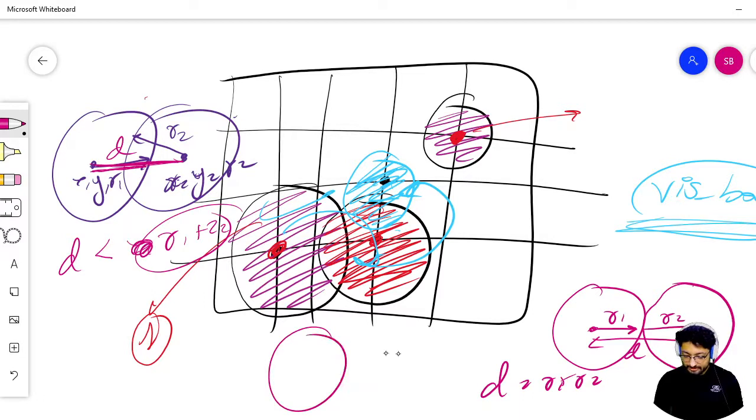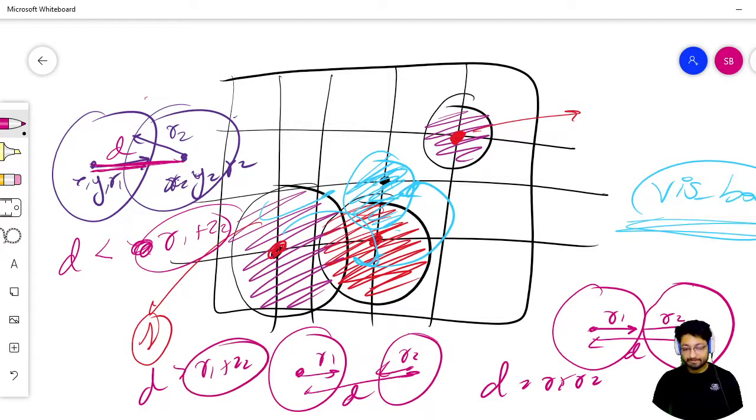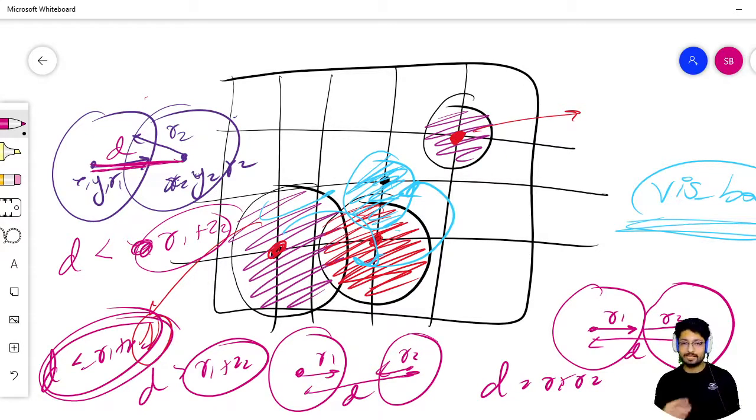If they are not touching, they are very far apart. So this is r1, this is r2, and this is d. If they're not touching, then d will be greater than r1 plus r2. And if they are intersecting, then d will be less than r1 plus r2. So we just want that they should be touching. So for touching, d should be less than or equal to r1 plus r2. That we have to just check.